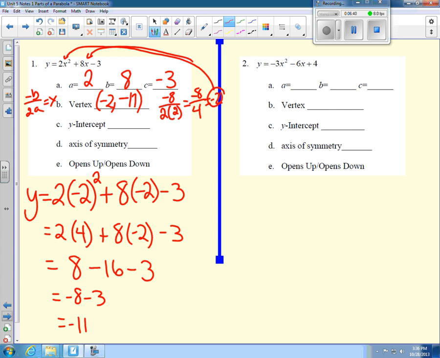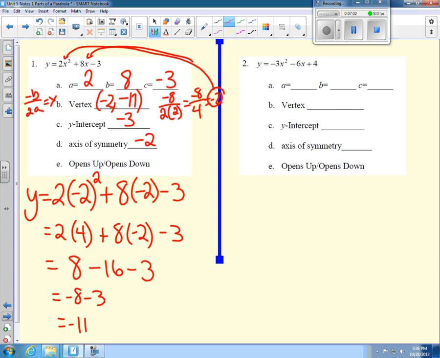The y-intercept, if you look back to the front side, remember our y-intercept is our constant. So our constant is that c term. So our y-intercept is negative 3. Our axis of symmetry is congruent or equal to our x term in our vertex. So our axis of symmetry is negative 2.